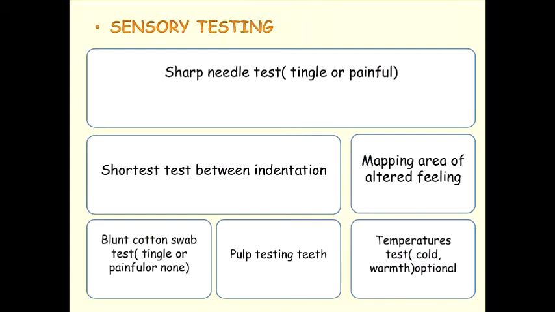So sharp needle, short test, you go between 2 points, mapping the area, and blunt cotton swab. That's another thing you could use. I like this one because sometimes it doesn't hurt. This one hurts, so they really will know. And then I'm not a sadistic person. I'll make that very clear. Pulp testing for the teeth and temperature test. You could do that too.